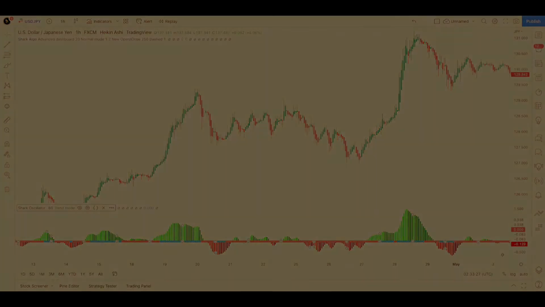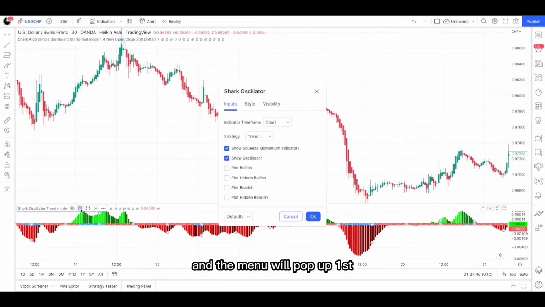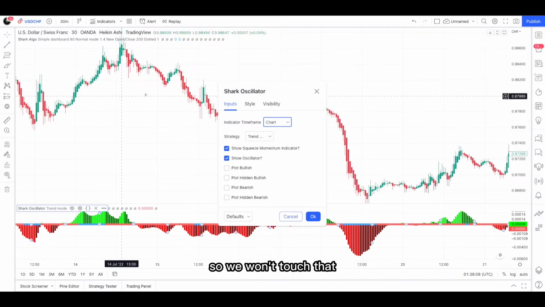So let's dive in and show you some examples on how to use each feature with the Shark Oscillator. Okay, so first things first, we're going to look at the Shark Oscillator over here. We're going to click on the gear icon and the menu will pop up. First thing we're going to go over real quick is the indicator time frame. So we're going to click on chart. Over here you can select a different time frame. If you're into multi-time frame analysis, you can have the oscillator show information on the 45-minute, 30-minute, 15-minute, etc. For now, we're going to keep it consistent with what's on the chart up above, so we won't touch that, just for demo purposes.